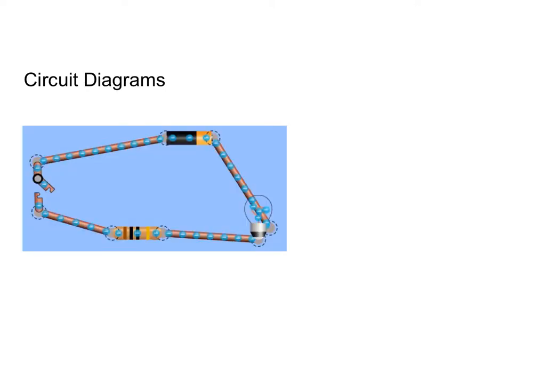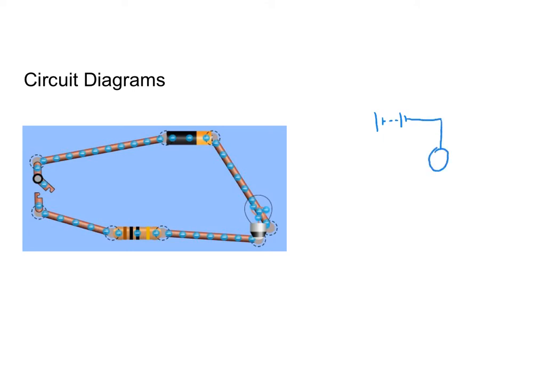So now let's take our original circuit and draw it using our circuit diagram symbols. So let's start with our battery. We're going to represent that using our battery symbol, like so. And following the direction of current flow, that's going to bring us to our light bulb.